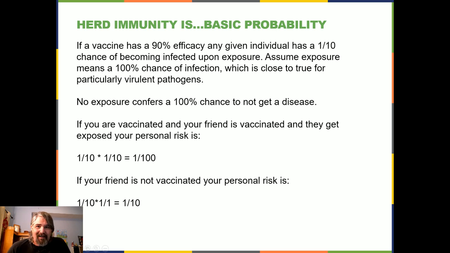Now, if you're vaccinated and your friend is vaccinated and they get exposed, your personal risk in that moment is only 1 in 100. If your friend is not vaccinated, your personal risk is back to 1 in 10. You lose that buffer of your friend. If you go out more degrees of separation, the risk gets even lower and lower. But basically, you manage your own risk by other people also being vaccinated.